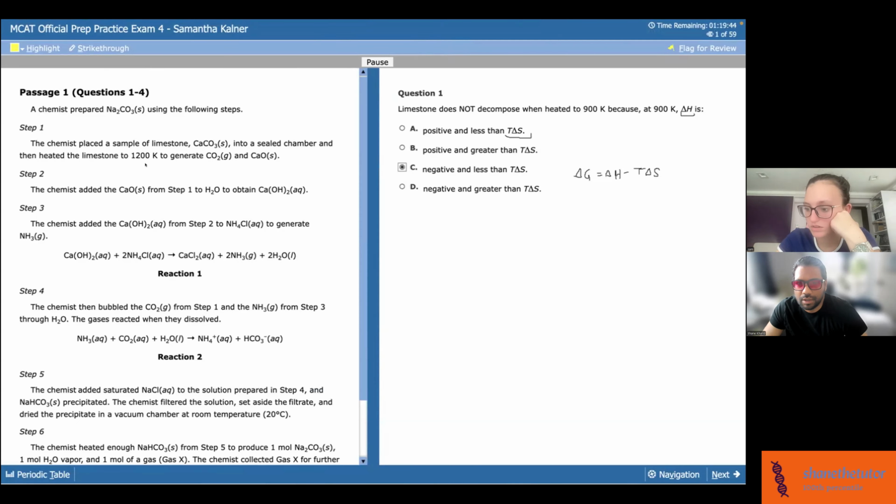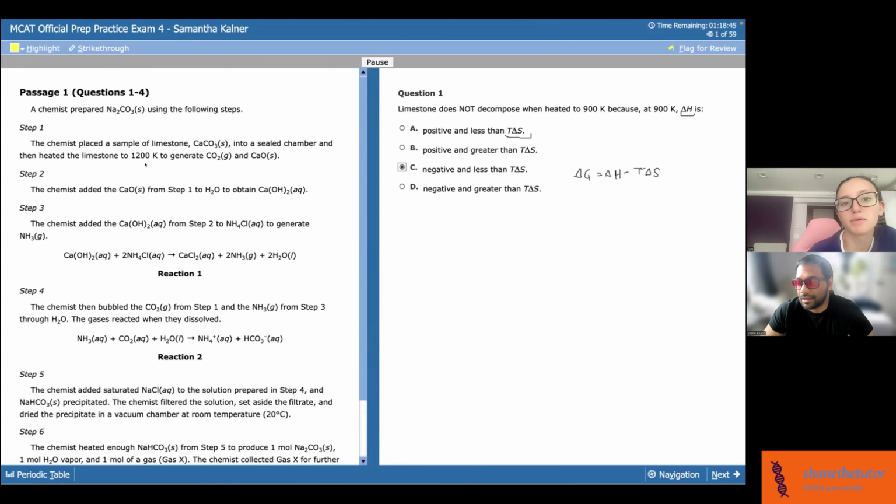Okay, so now they're telling us that limestone does not decompose when heated to 900 Kelvin, right? So it's between enthalpy change and the product of temperature times entropy. I was going to say delta G, which would indicate spontaneity. What type of value would it have if it was spontaneous? Negative. But in this question stem, is this talking about something that's spontaneous? Well, we don't know. It's also not asking about delta G, but delta G is how they come together, right?